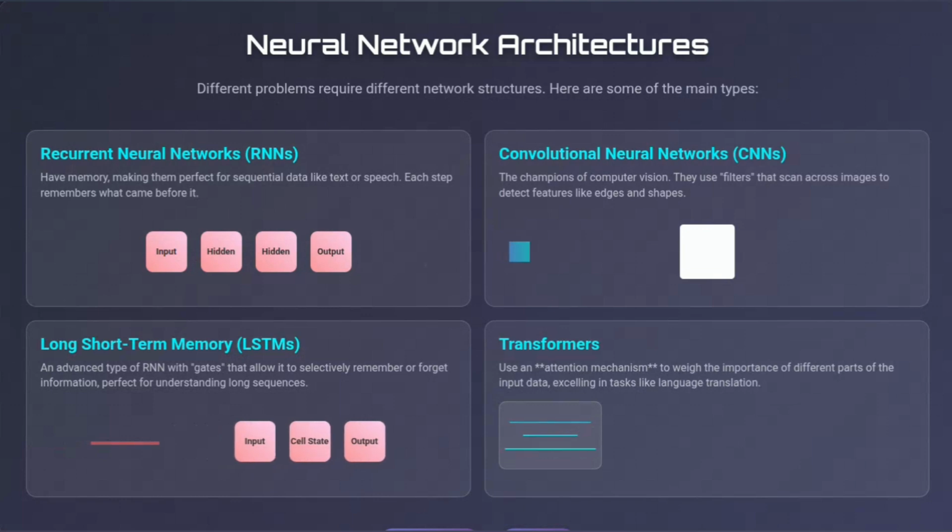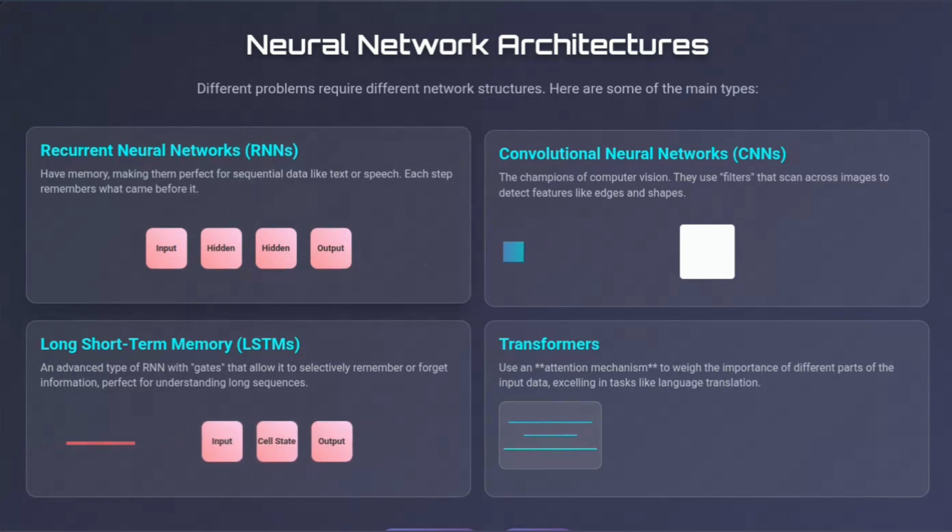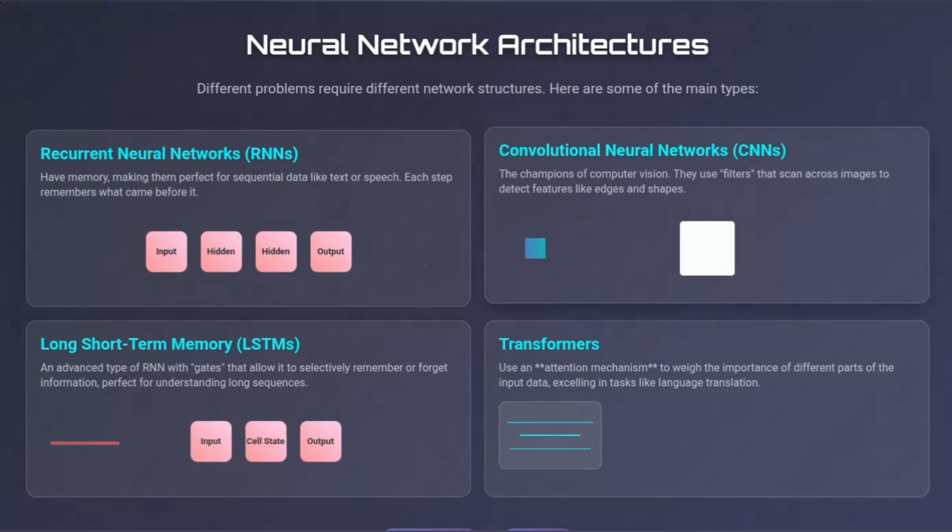First up, recurrent neural networks, or RNNs. See how the data flows in a sequence? RNNs have memory. They're perfect for sequential data like text, speech, or stock prices. Each step remembers what came before it, making them ideal for tasks like language translation or speech recognition. It's like having a conversation where you remember what was said earlier. Next, we have convolutional neural networks, or CNNs.